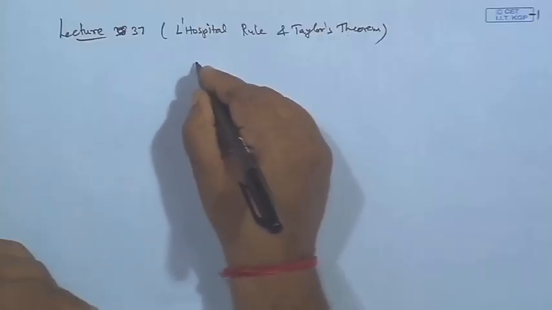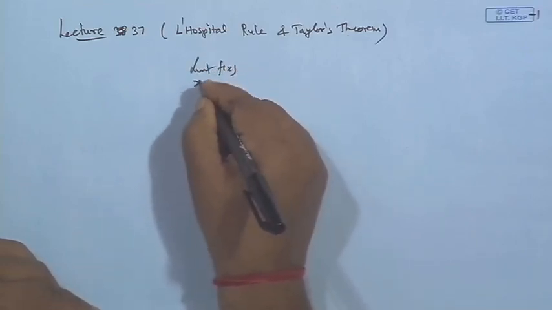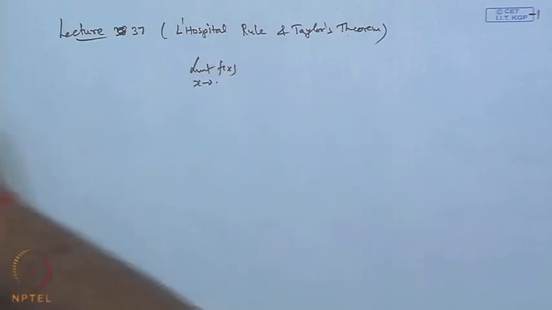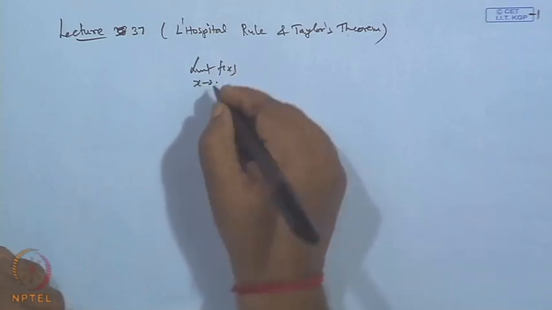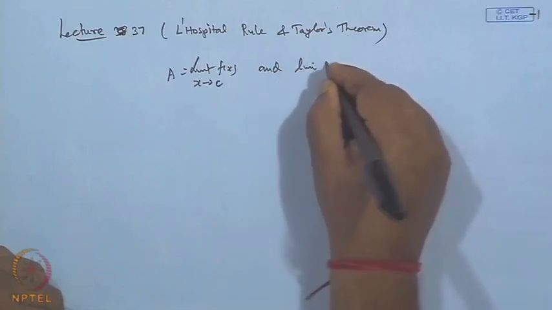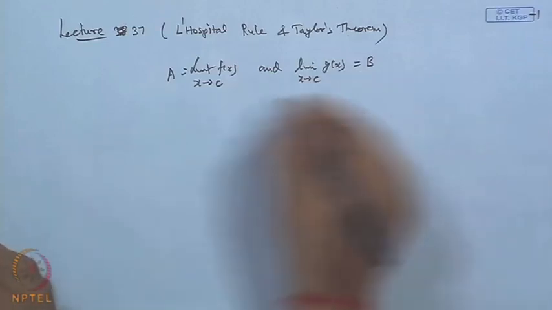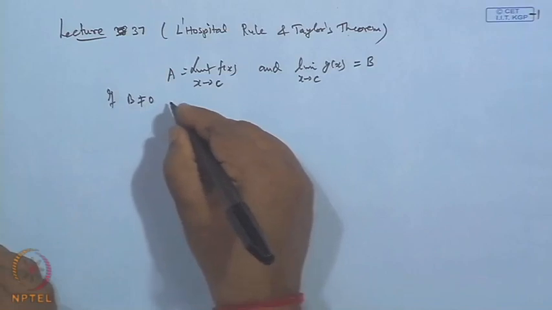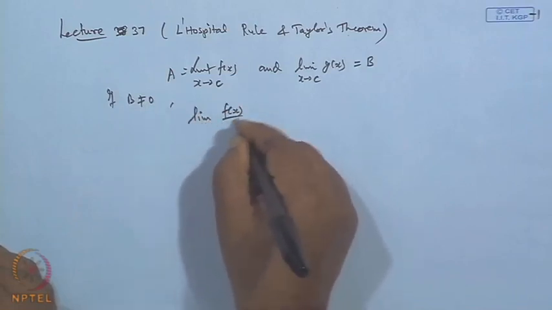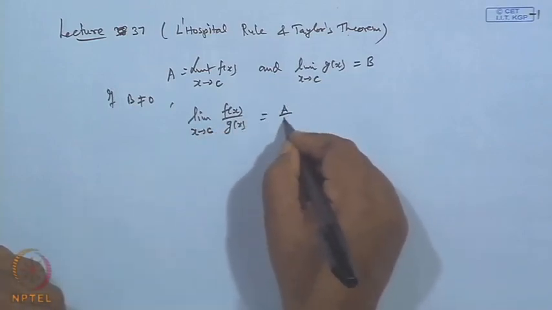Okay. So today we will discuss L'Hospital's rule and Taylor's theorem. We have seen already that if the limit of the function f(x) as x tends to c is a, and the limit of g(x) as x tends to c is b, then if b is not equal to 0, one can find the limit of f(x) by g(x) as x tends to c, and this is equal to a by b.